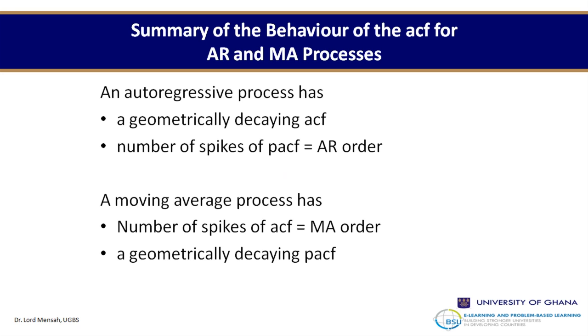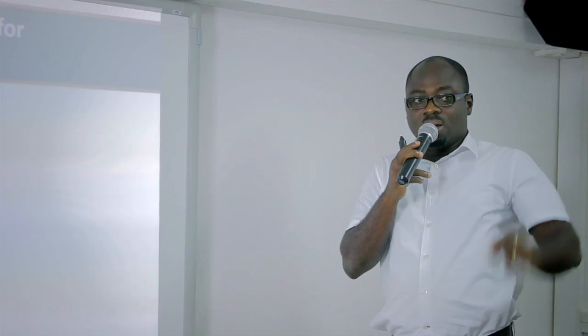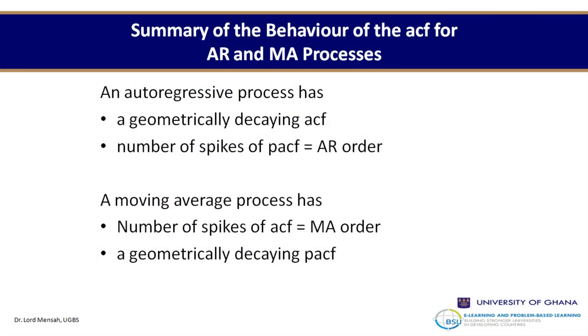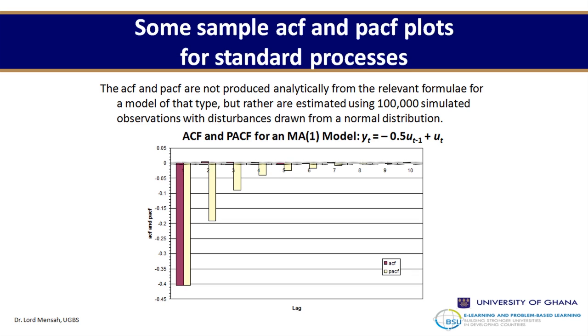So an autoregressive process has a geometrically decaying autocorrelation function. So it decays over time. So the number of spikes of the PACF is equal to the AR order. So the number of spikes that you get in the partial autocorrelation function will determine the order. The moving average process has a number of spikes of the ACF which is equal to the MA order. So the PACF is geometrically decaying as well.